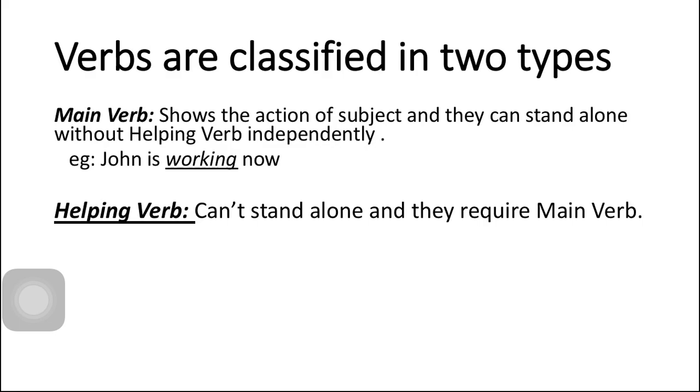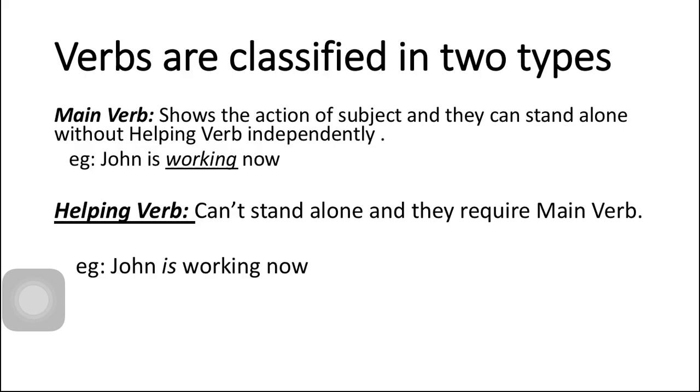But the second one is the most important for the second year student, because due to the use of the helping verb, we can acquire the 3 marks in choosing the appropriate form of a verb. The definition for the helping verb is that it can't stand alone. The helping verbs can't stand alone and they require a main verb. The definition explains that for its existence, the helping verb requires the help of a main verb.